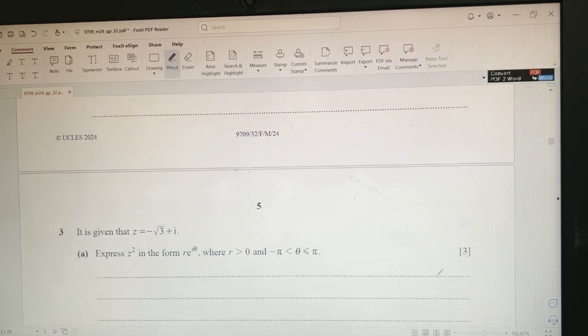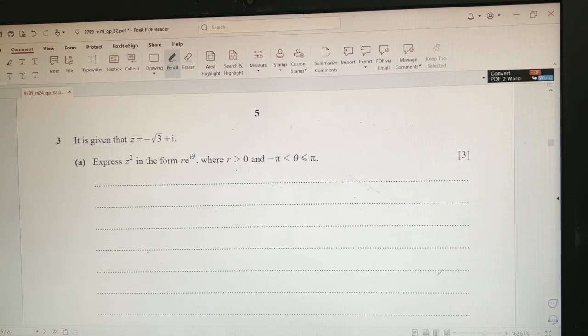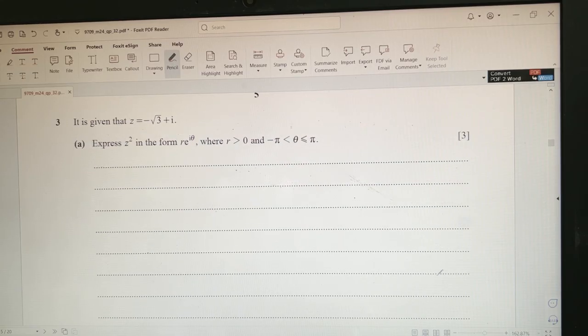Question number 3. This is from complex numbers. It is given that z is equal to minus root 3 plus i. Express z square in the form r e raised to i theta, where r is positive and theta is between minus pi and pi. Let's start. Express z square. So first we should find z square. This question carries 3 marks.